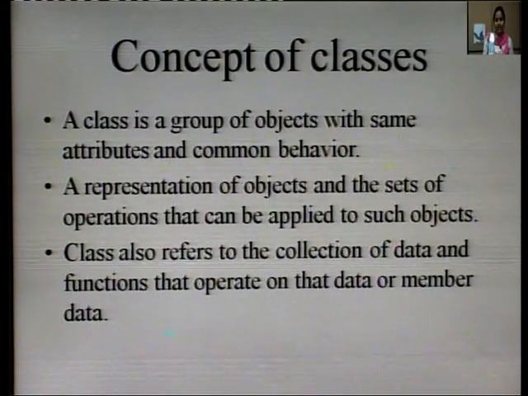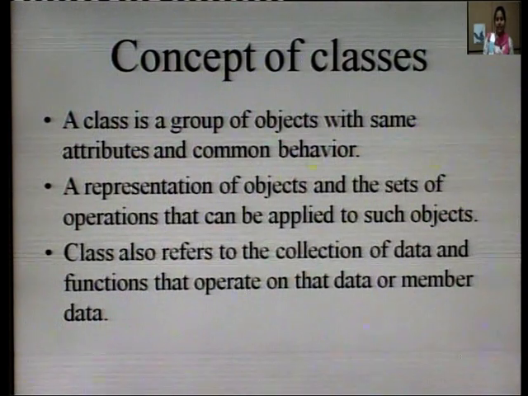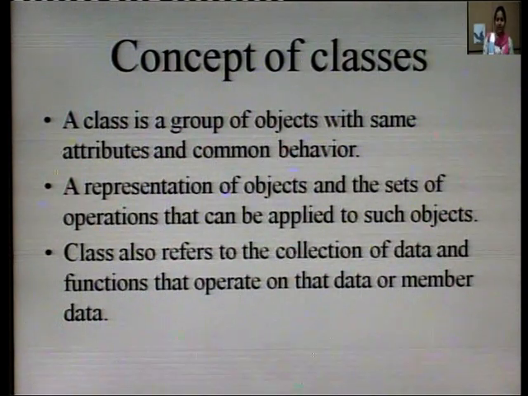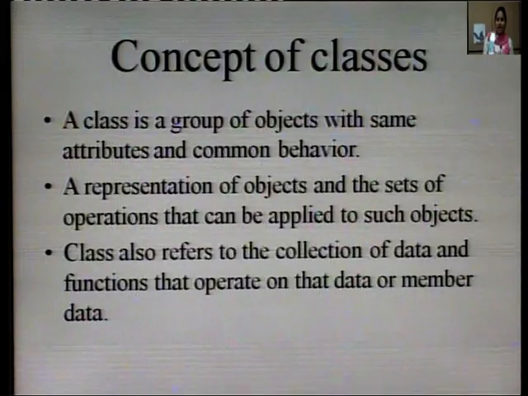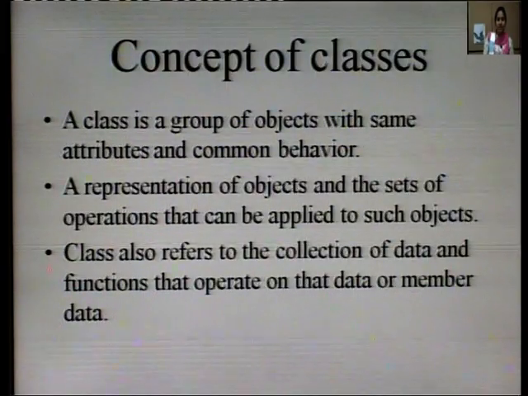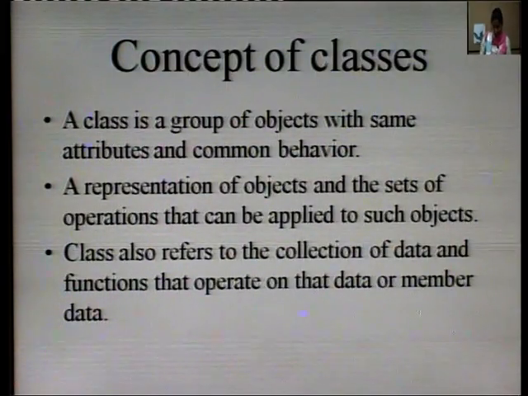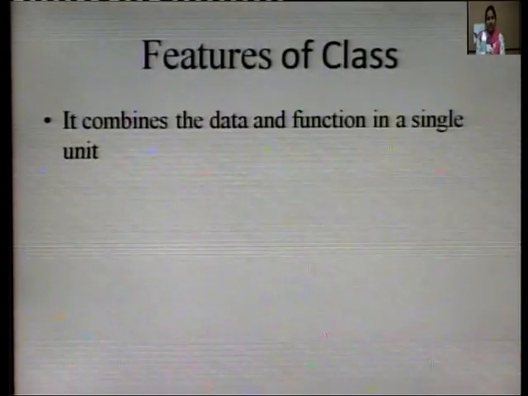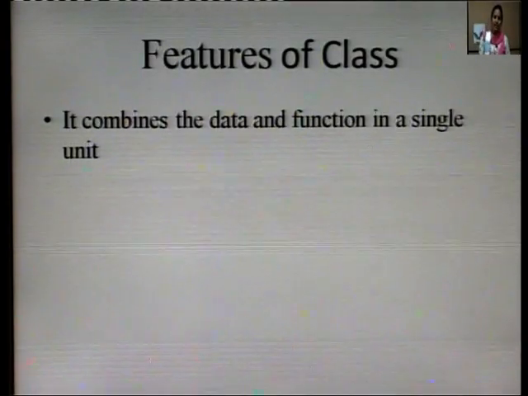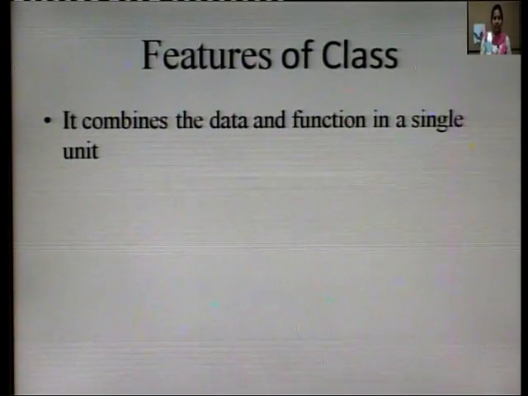No one can access your necessity, gold, even whatever you placed in privacy. So a class also refers to the data and functions: data that is to be secured, and functions that operate on that data. So what are the features of a class? It combines the data and functions in a single unit.